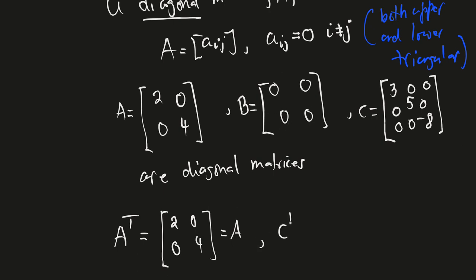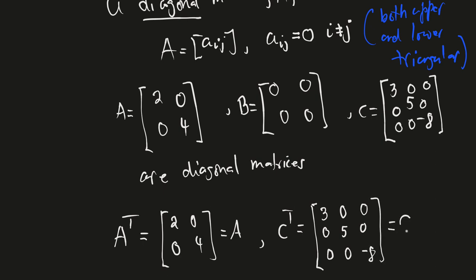But look at the transpose of C. If I took the transpose of that matrix, then again, that first row becomes the first column, and there is no change. Second row, 0, 5, 0, becomes the second column, 0, 5, 0. Again, no change. And then finally, the third row, 0, 0, negative 8, becomes 0, 0, negative 8. And again, no change, right?